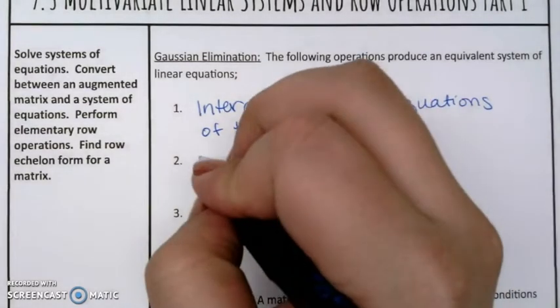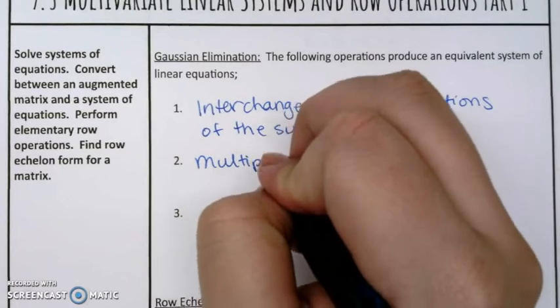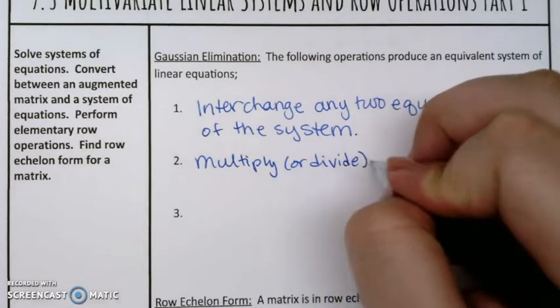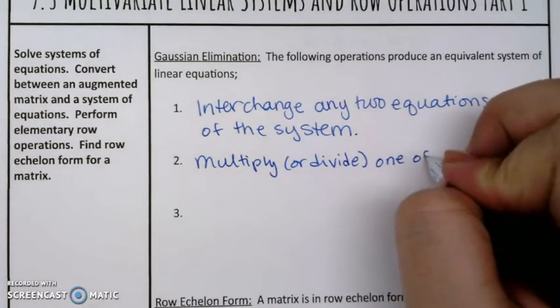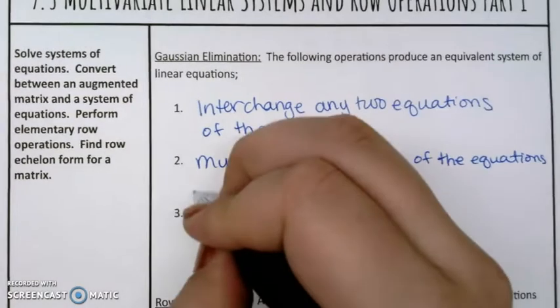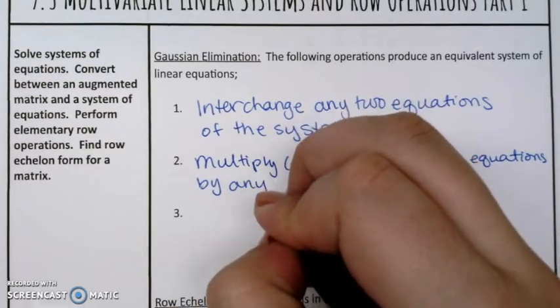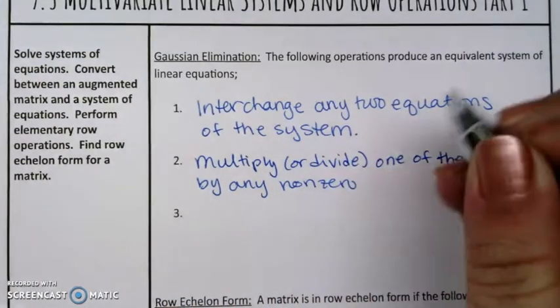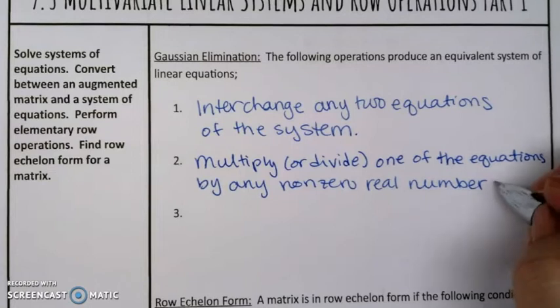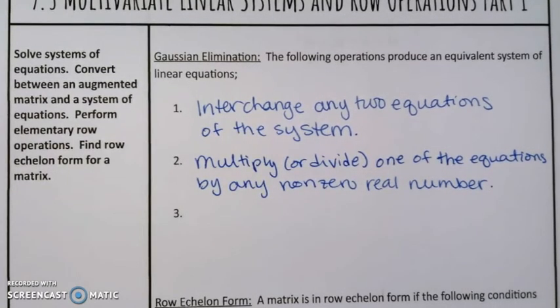The second thing we can do is multiply or divide, which is the same as multiplying by a fraction, one of the equations by any non-zero real number. So this would be like multiplying an equation by 2, distributing that to every term, including both sides of the equal sign, or multiplying by a half or something like that to one equation.